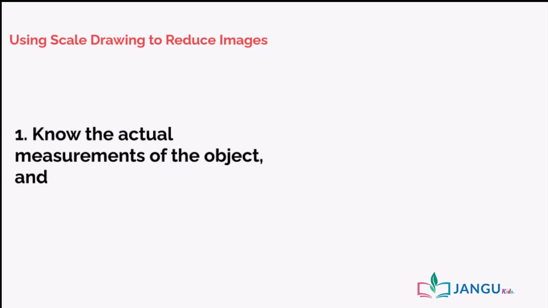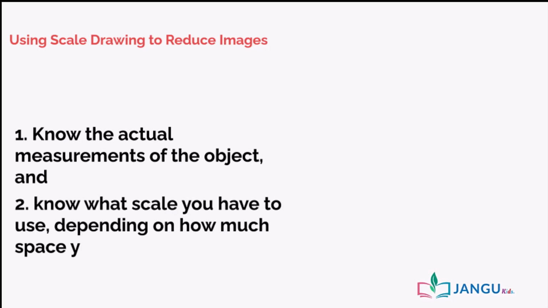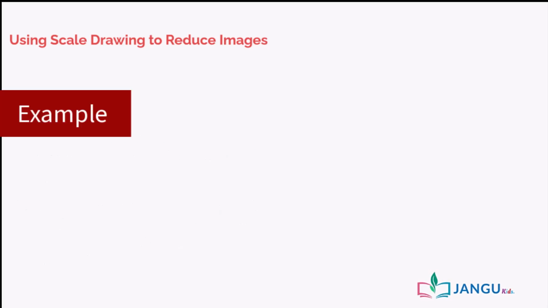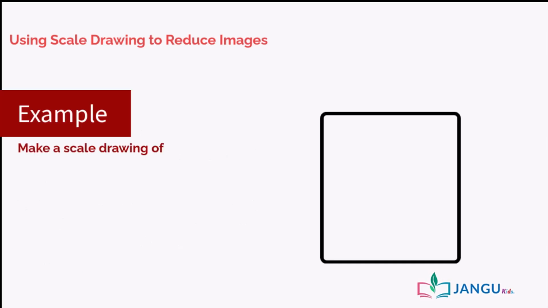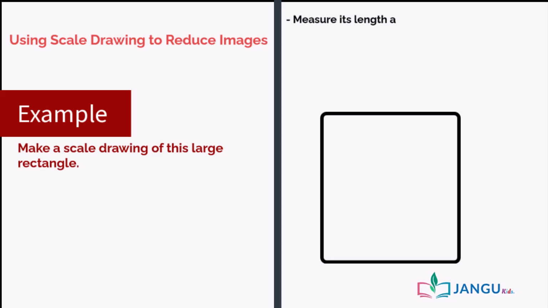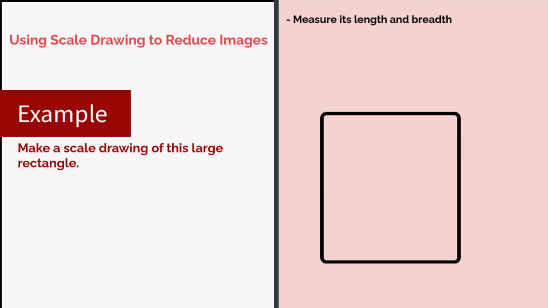To draw a scale drawing, you need to: 1. Know the actual measurements of the object, and 2. Know what scale you have to use depending on how much space you have to do the drawing. For example, if you are asked to make a scale drawing of this large rectangle, the first thing you should do is measure its length and breadth. So let's do that together. The length is 100 centimeters. Wow, that's big. And the breadth is 70 centimeters.